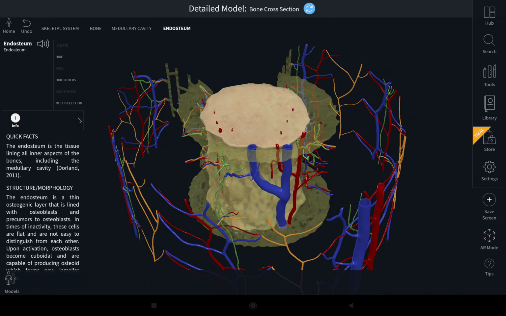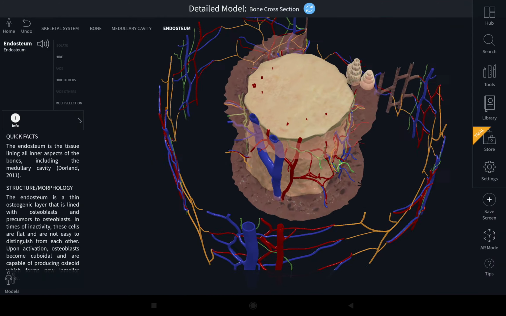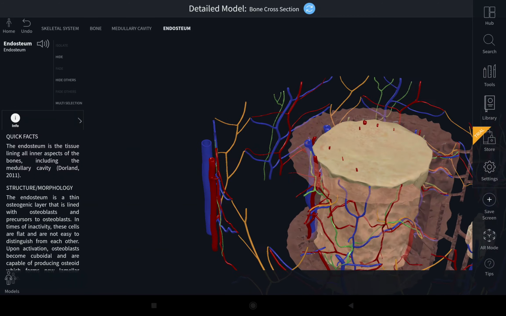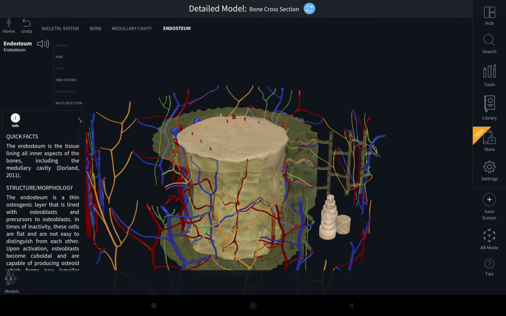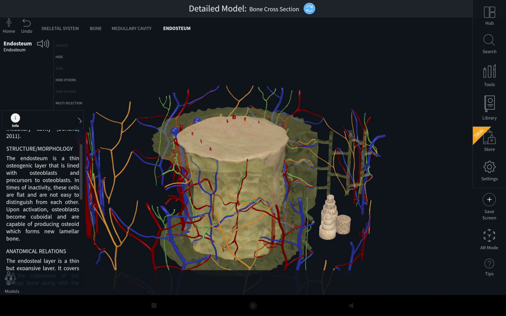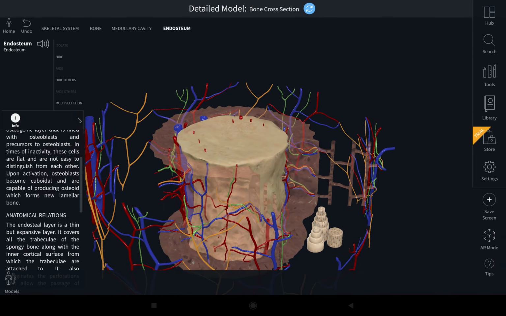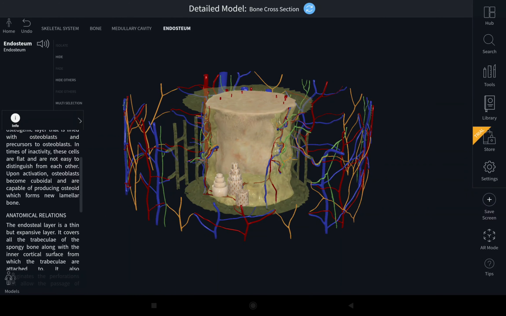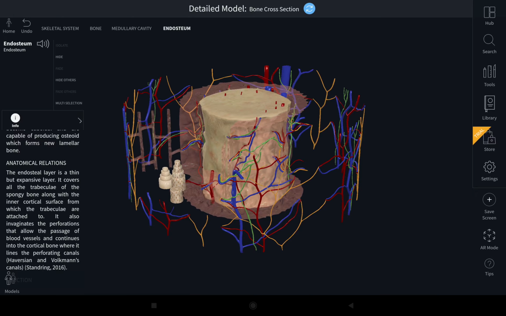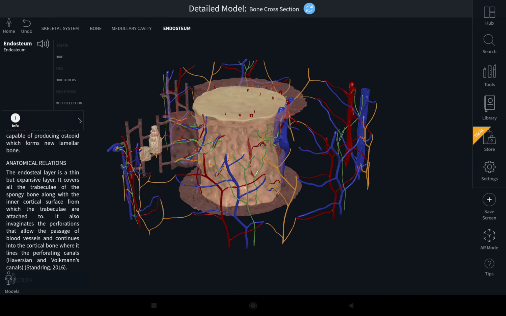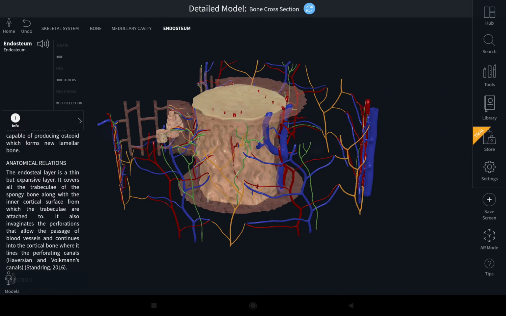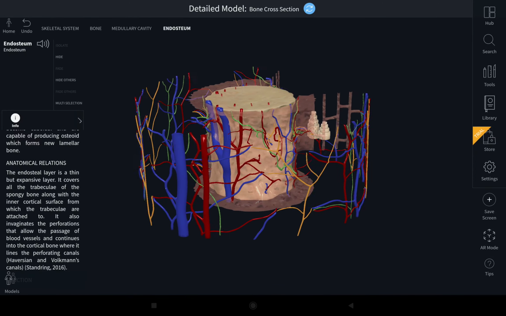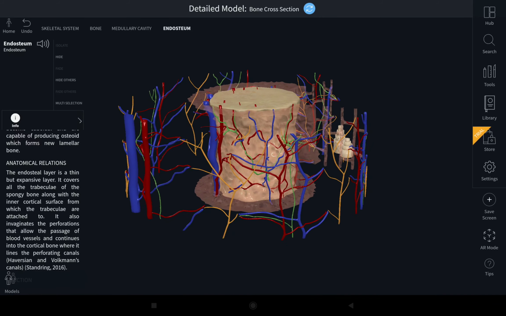In times of inactivity, these cells are flat and not easy to distinguish from each other. Upon activation, osteoblasts become cuboidal and are capable of producing osteoid, which forms new lamellar bone. Anatomical relations: the endosteal layer is a thin but expansive layer. It covers all the trabeculae of the spongy bone along with the inner cortical surface to which the trabeculae are attached.